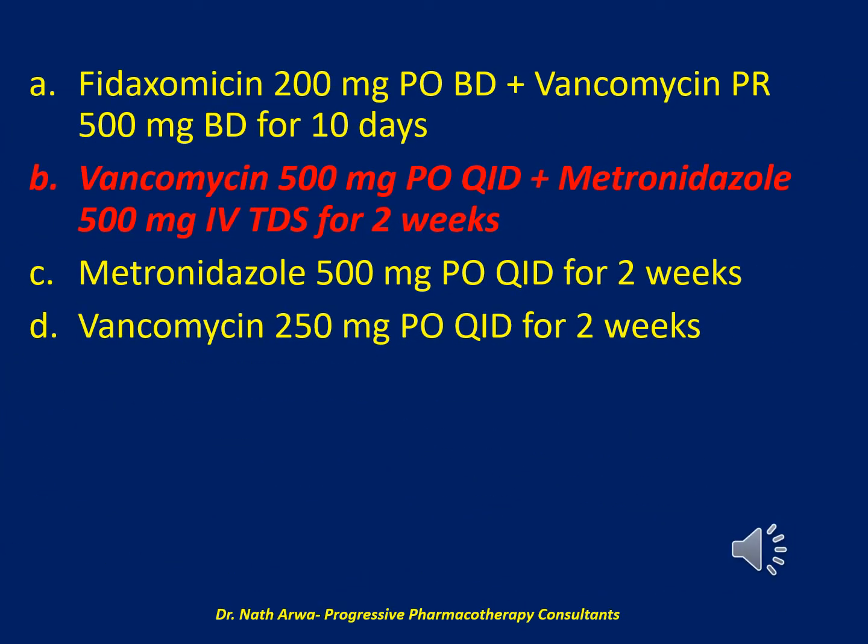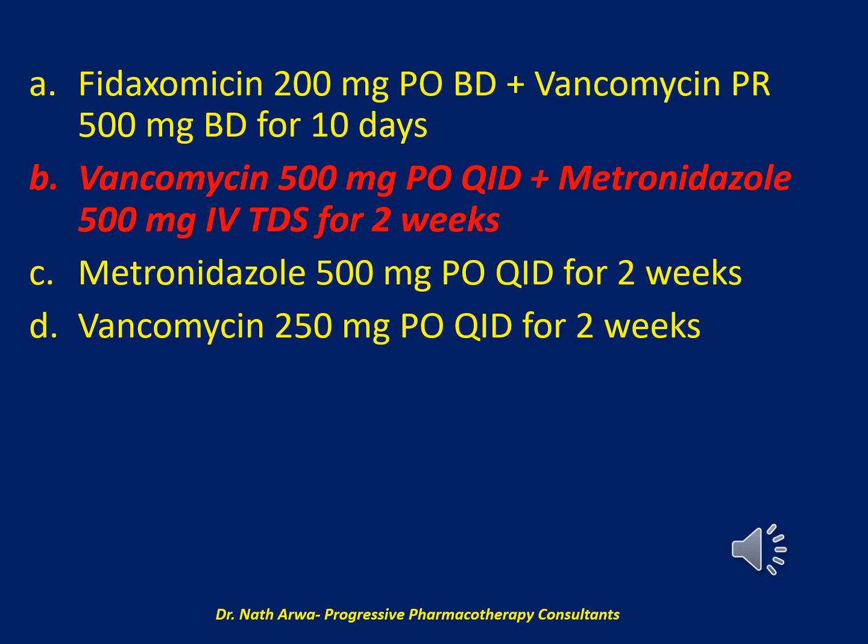And the correct answer is B. Vancomycin 500 mg orally 4 times daily plus metronidazole 500 mg IV thrice daily for 2 weeks. Answers D and C are incorrect because combination therapy for a critically ill patient with CDI with severe abdominal distension would benefit from dual routes of delivery.